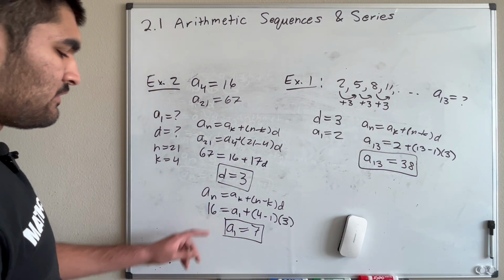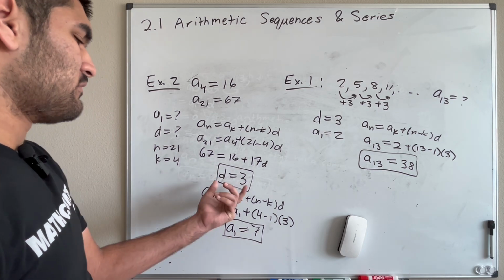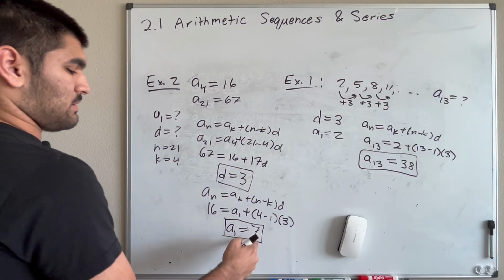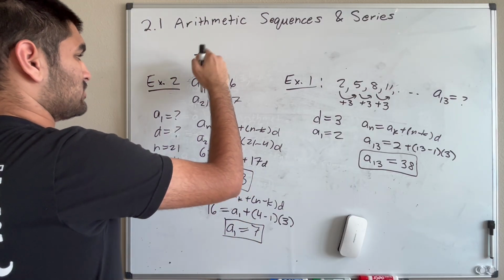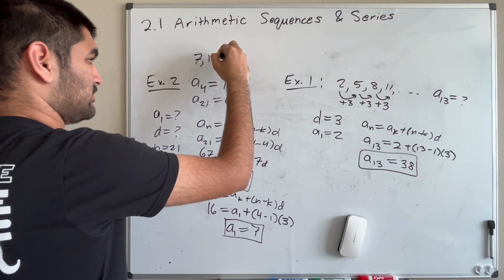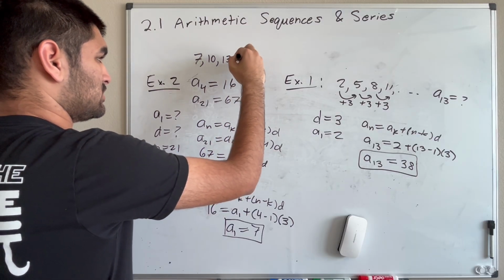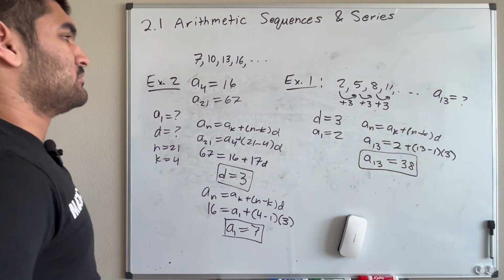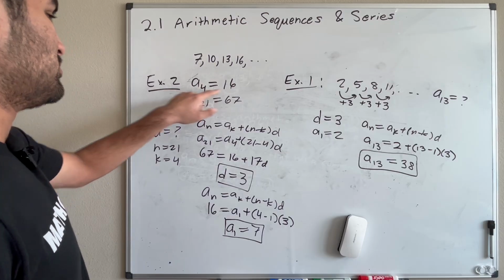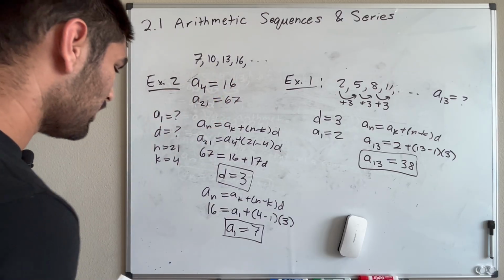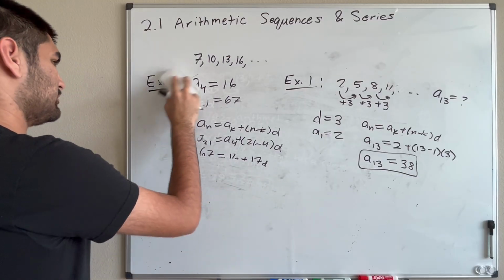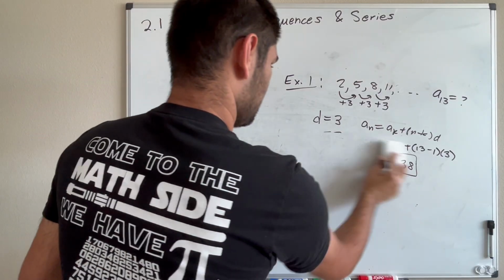And actually, now that we have this information, the first term and the common difference, we can construct the sequence. What I mean by that is we know the first term is 7, so to get the next term, you just add 3 to 7, so you get 10. And you keep doing that. 10 plus 3 is 13, 13 plus 3 is 16, and it keeps going like that forever. And notice that the fourth term in this sequence is 16, which is exactly what we want. All right. Okay, cool.